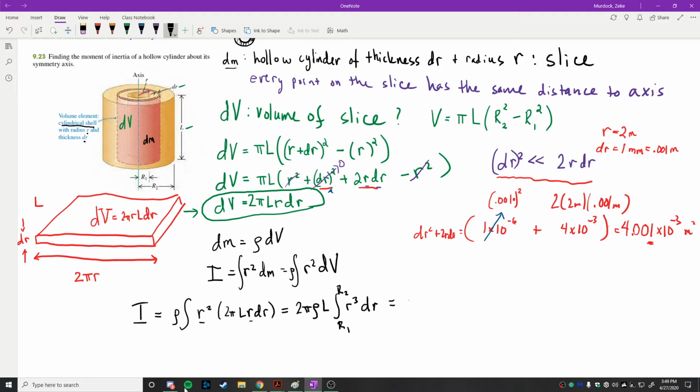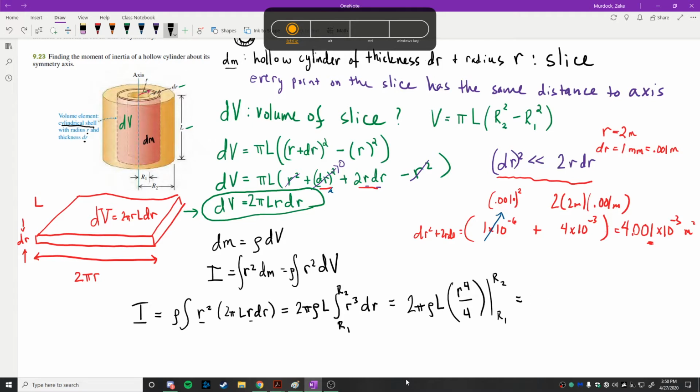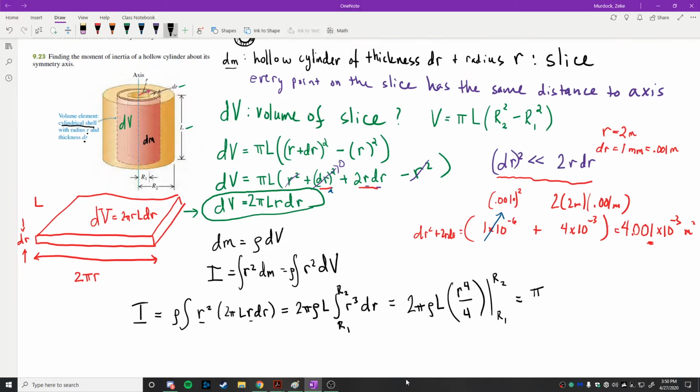Given that that's the case, what we're going to get out of our integral is 2 pi rho L, and then we're going to be evaluating r to the 4th over 4 between the limits of r1 and r2. That's going to give us 2 pi rho L over 4. Let's do one simplification: the 2's cancel, right? So you end up getting pi rho L divided by 2, times r2 to the 4th power minus r1 to the 4th power.